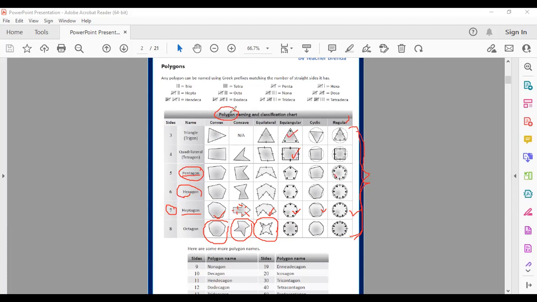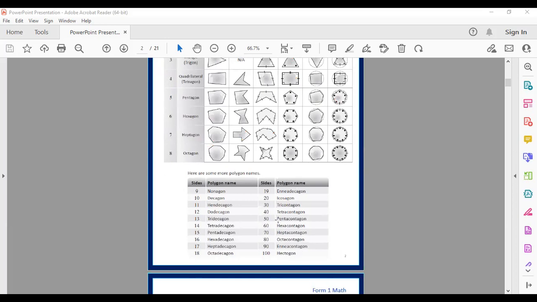But the whole picture of polygon is way, way, way wider and bigger. Now, we only learn up to 8. Don't forget, just like infinity, the numbers continue. 9 means nonagon, 10 means decagon, hendecagon, dodecagon, tridecagon, tetradecagon.